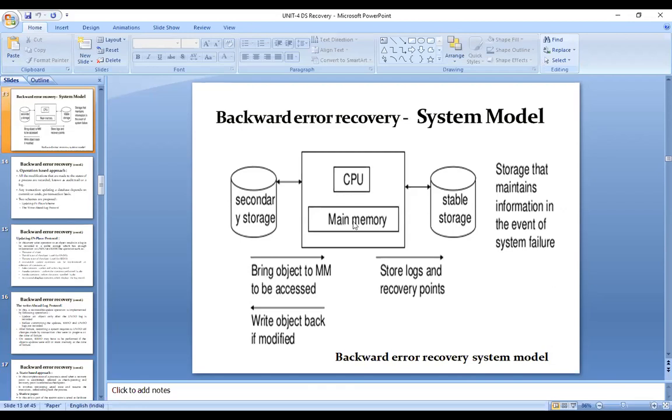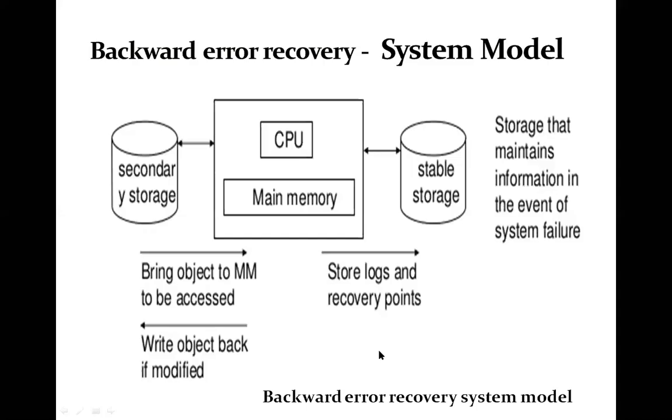Now, this shows the system model in which the system is assumed to consist of a single machine, connected with the secondary storage as well as another storage device called the stable storage device or the stable storage system. This stable storage system maintains the information in the event of system failure, and it does not lose any information when the system fails.